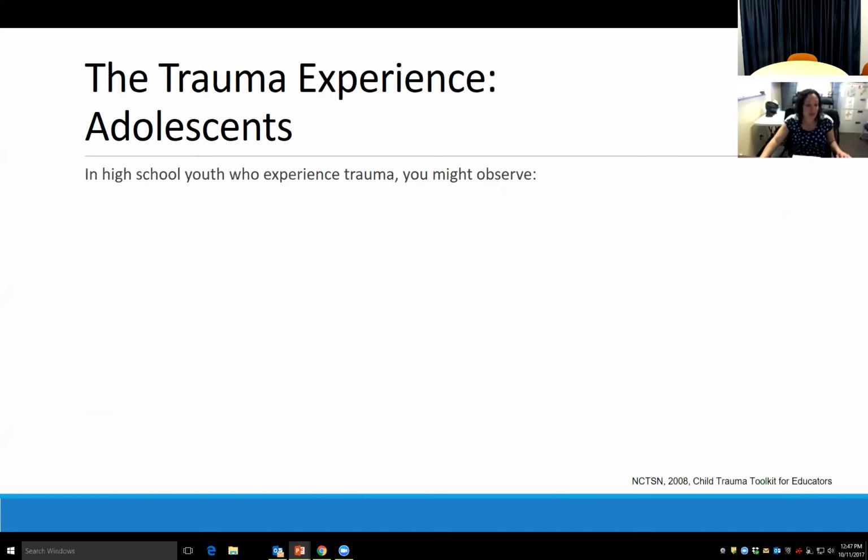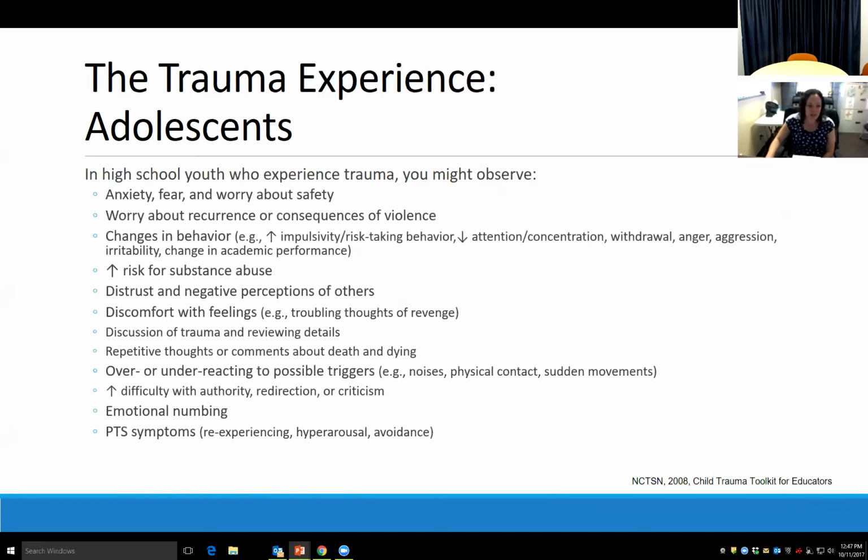And looking at what some high schoolers may display in the wake of trauma, again, some similarities, some differences. So the fears and the worries about safety, again, the worry about consequences of the violence or about the violence or the trauma reoccurring. In terms of their behavior, we tend to see more impulsivity and risk-taking behaviors. So perhaps this is more substance abuse, promiscuity, running away, not following rules, just poor decision-making.